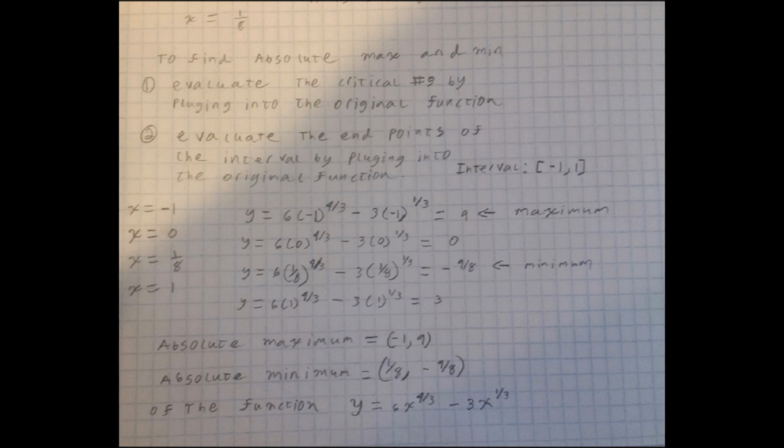The absolute maximum point is (-1, 9), and the absolute minimum point is (1/8, -9/8) of the function y equals 6x^(4/3) minus 3x^(1/3).